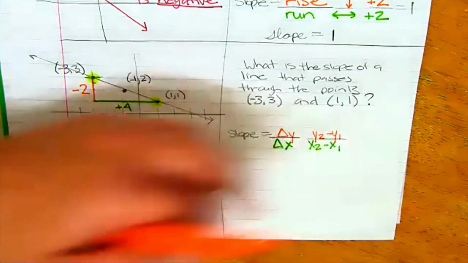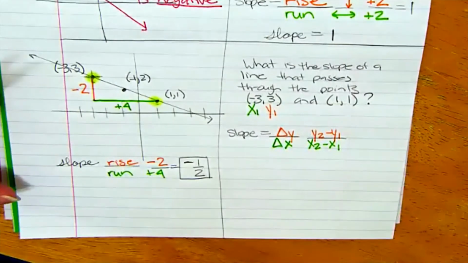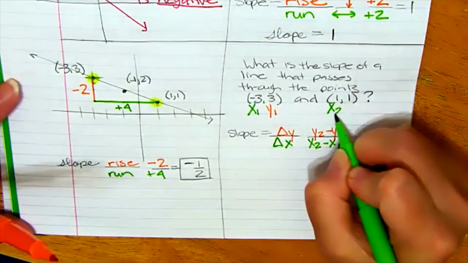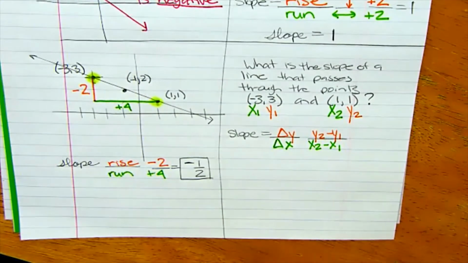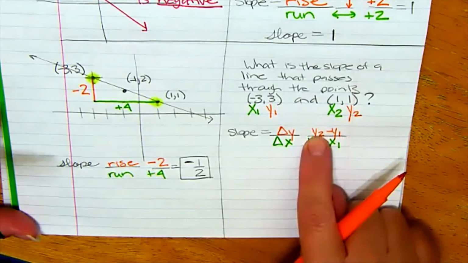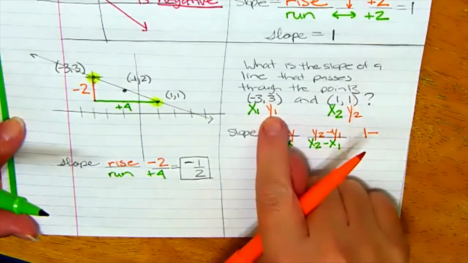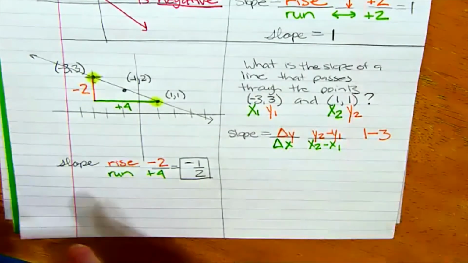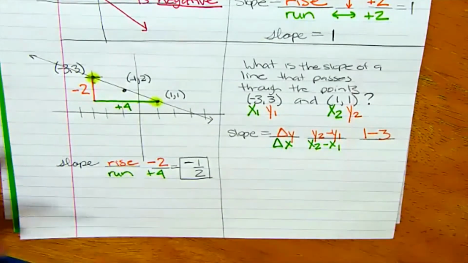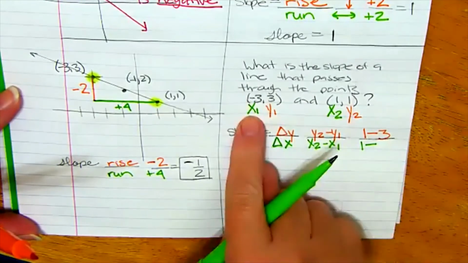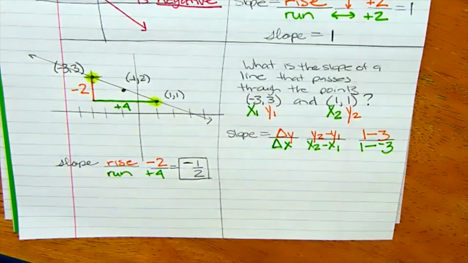Well, we can label our points: x1, y1, x2, y2. So now it's just a matter of substitution. y2 is 1 minus y1, which is 3. Okay, not too bad. x2, which is 1, minus x1, which is -3. So we're just substituting them in.